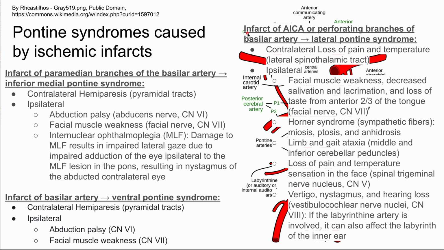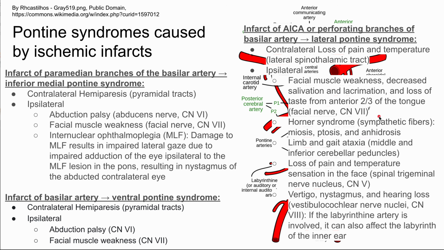Lastly is the infarct of the AICA, or the perforating branches of the basilar artery. This can cause a lateral Pontine syndrome. In this case, you'll have contralateral loss of pain and temperature. That's because the lateral spinothalamic tract is affected. Ipsilaterally, you'll have facial muscle weakness, decreased salivation and lacrimation, loss of taste from the anterior 2/3 of the tongue. These are due to damage to the facial nerve and cranial nerve 7.